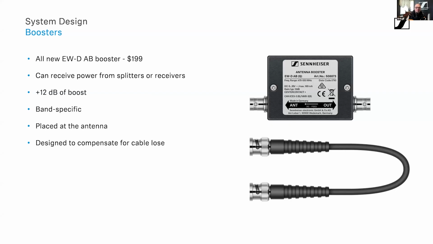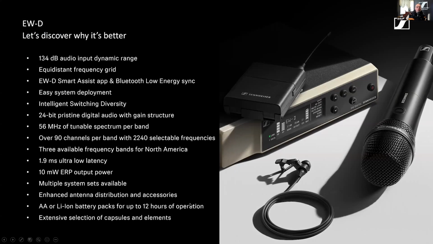So let's go ahead and go to the last thing we were going to talk about here, which is our recap for the Evolution wireless digital system. We'll cover a little bit about all the cool features of Evolution wireless digital. A lot of this we covered today, and a lot in previous sessions, but Evolution Wireless Digital is capable of 134 dB of dynamic range on the input. That is the most of any wireless system ever made.